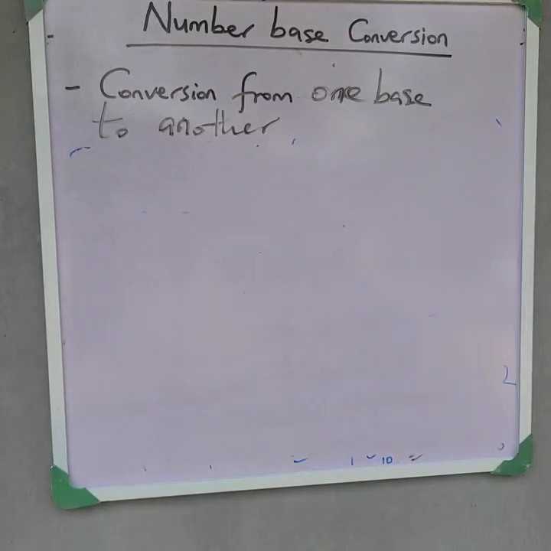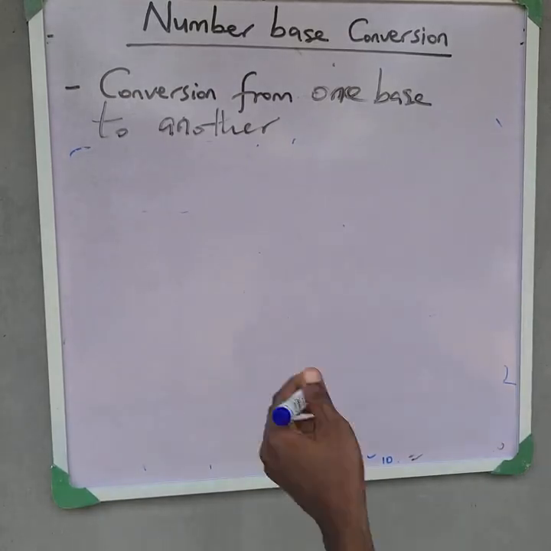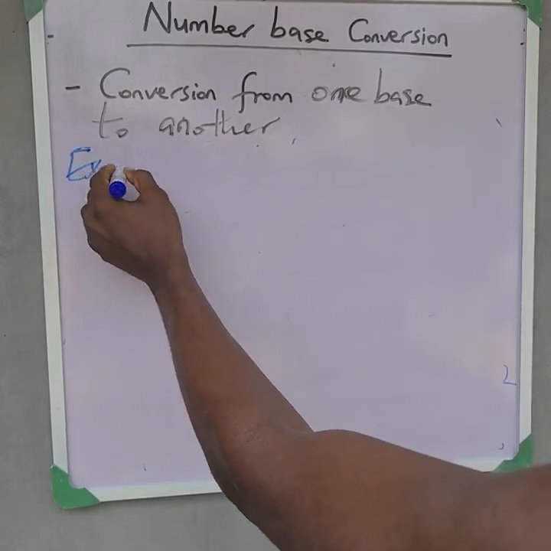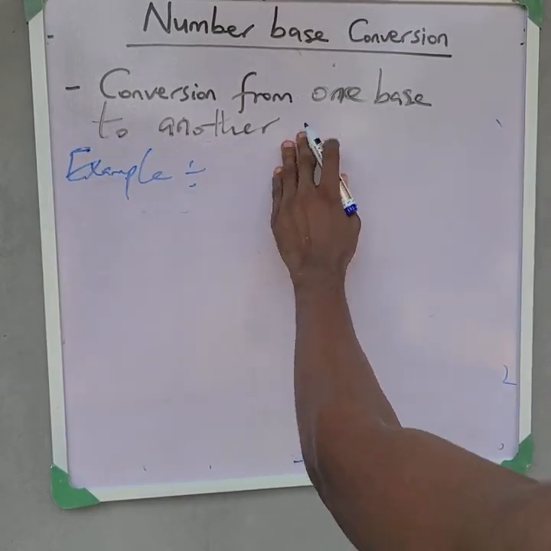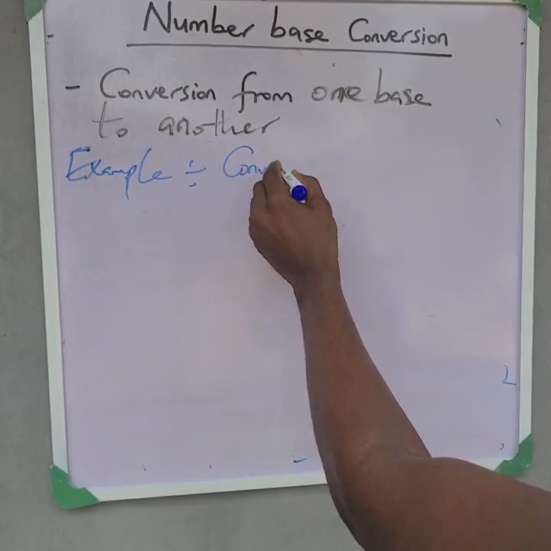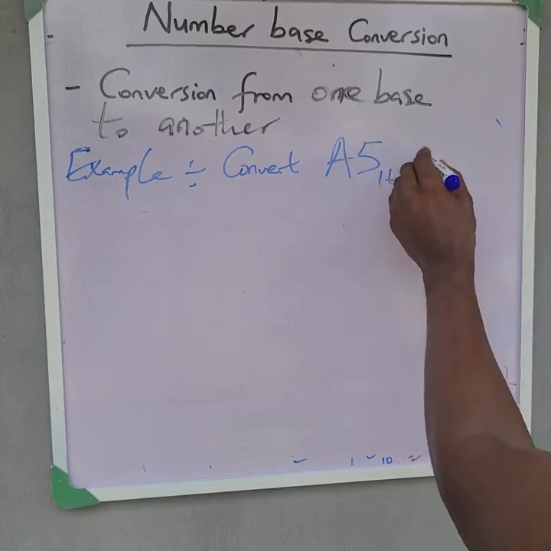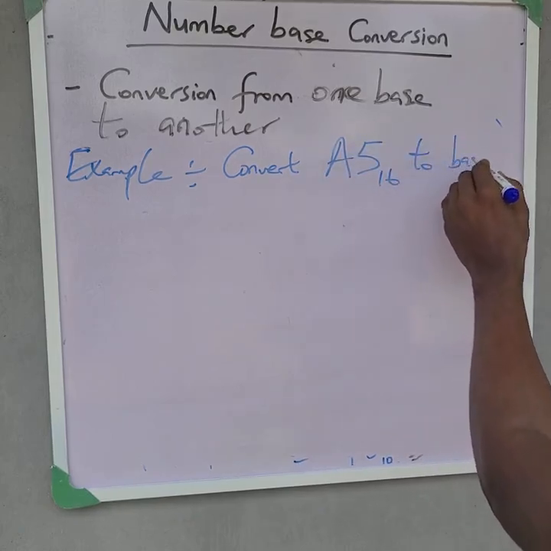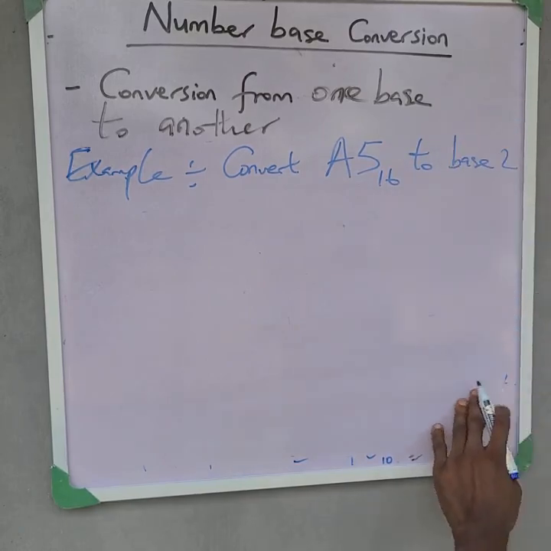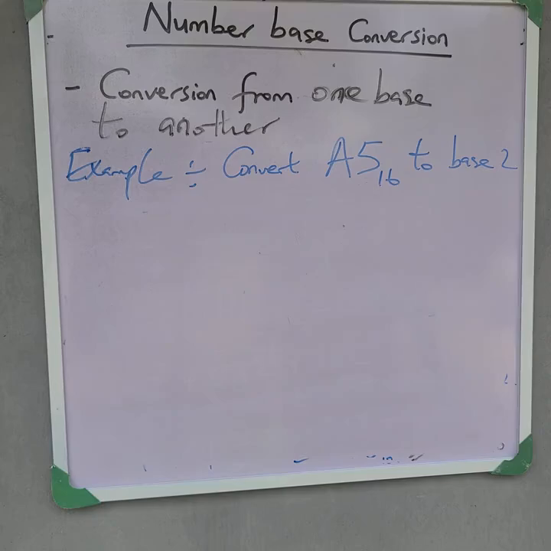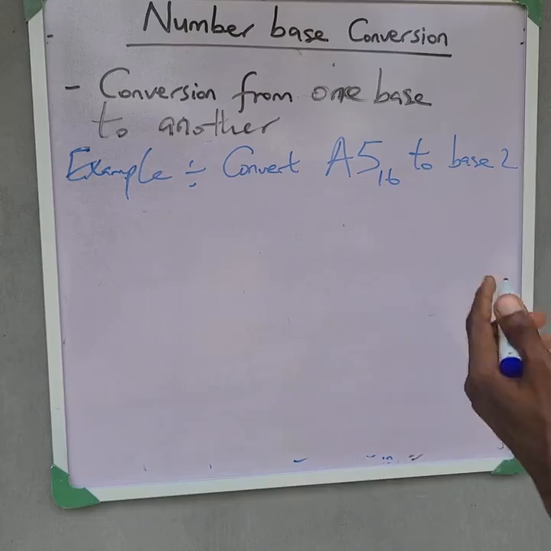All right, so we'll take another example. Example 2. Convert A5 base 16 to base 2. All right, so this is in base 16. We want to convert it to base 2. Like I said, firstly, you convert to base 10. So let's convert this to base 10.